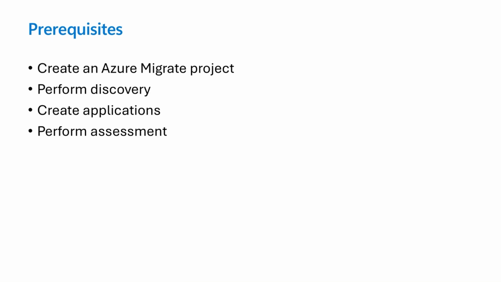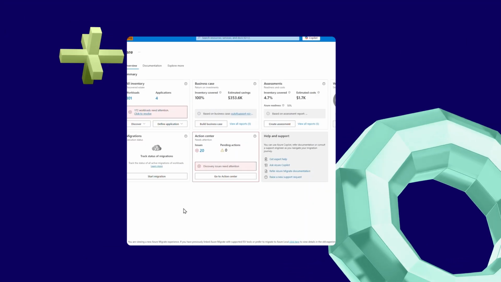Discover the inventory of your workloads. Use dependency analysis to create applications for your business units and group dependent workloads together. Tag workloads appropriately for easier identification and scoping. Perform assessment to identify the migration strategy and Azure targets. Let's now see how to plan waves with a demo to create migration waves.